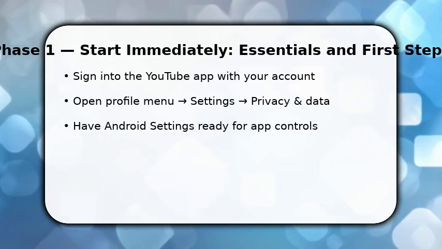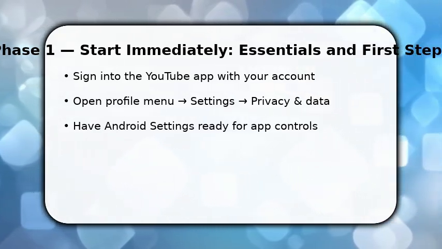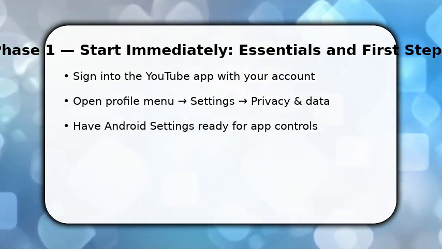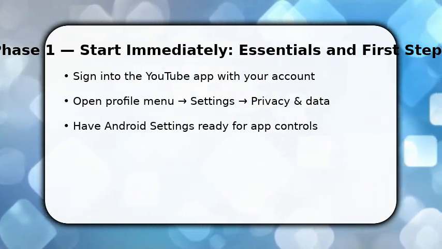You start inside the YouTube app, sign in and tap your profile. Once done, go straight to Settings, then Privacy and Data, because that's where recommendation controls live. Make sure Android settings are nearby. You will toggle app permissions next.